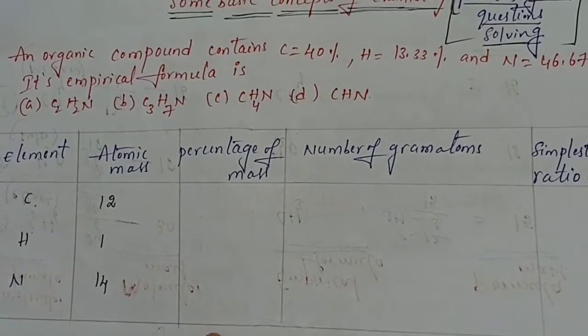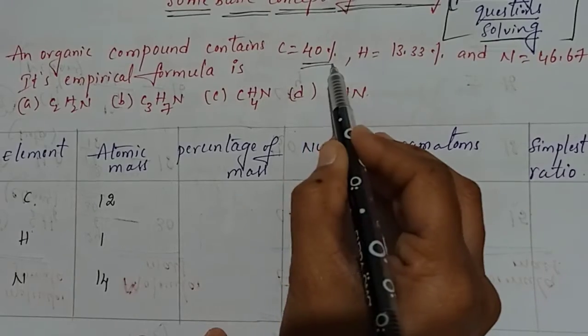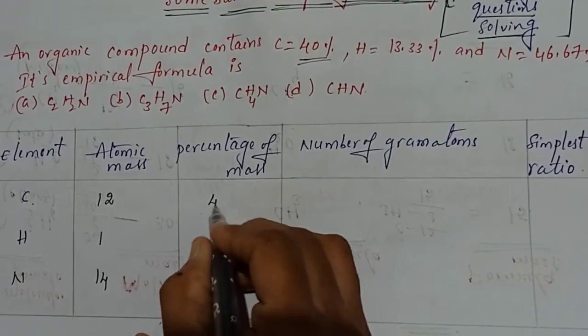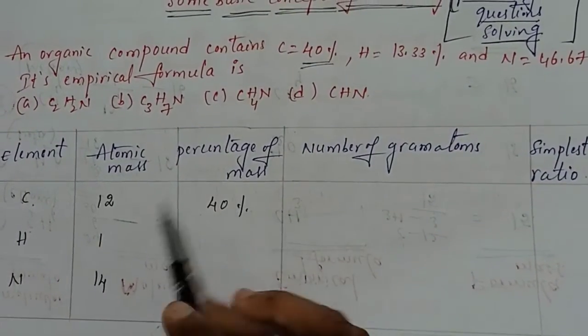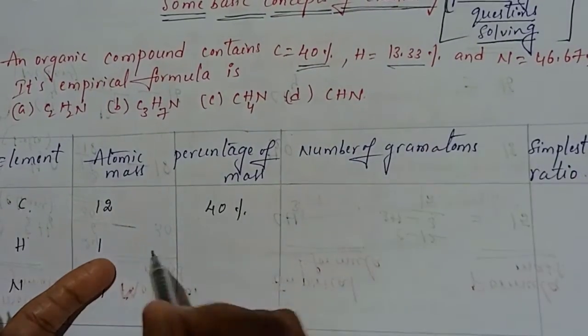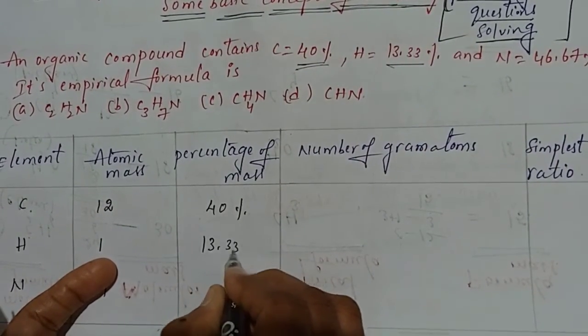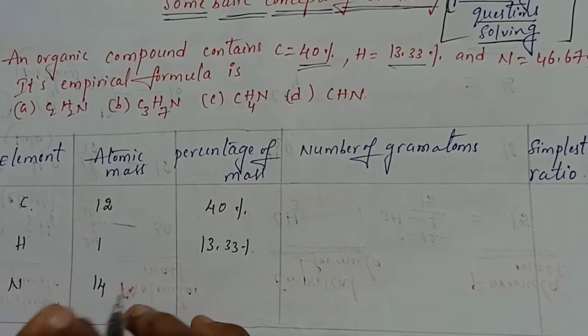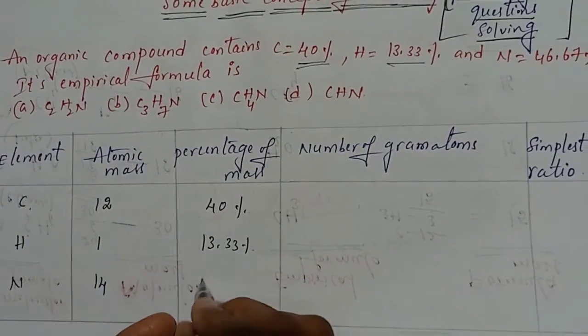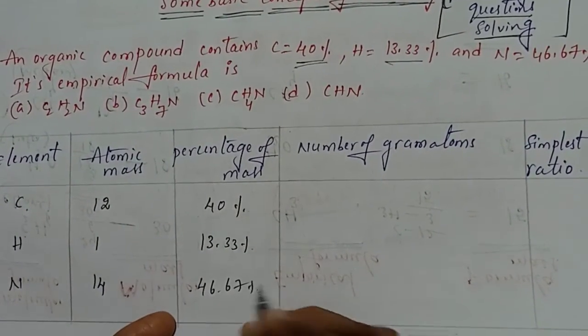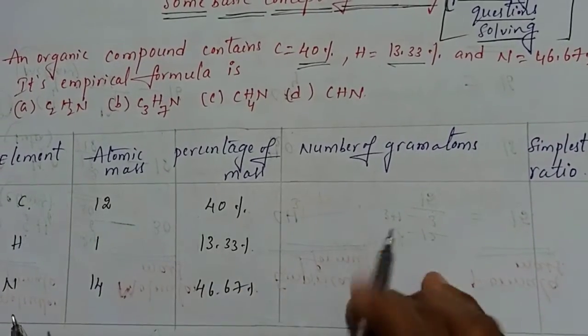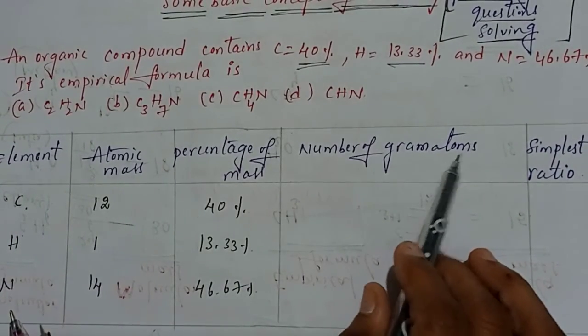What percentage, students? Here carbon percentage, how much is given, students? 40% given. So write that 40%. And next, hydrogen percentage, how much is given, students? 13.33% given. And nitrogen percentage is 46.67% given, students.